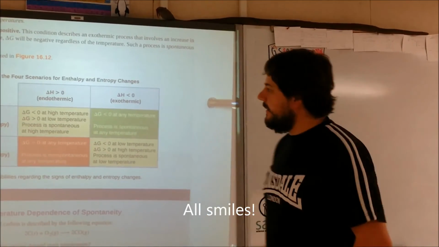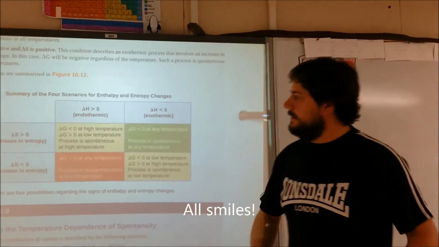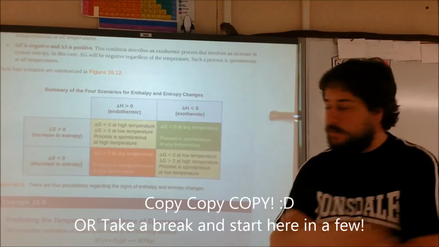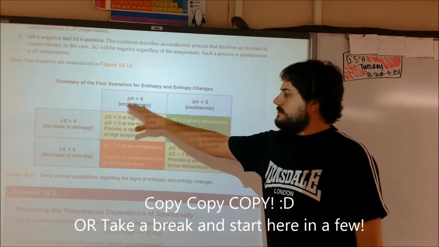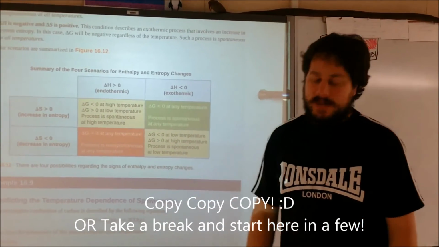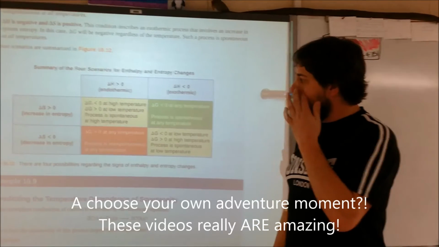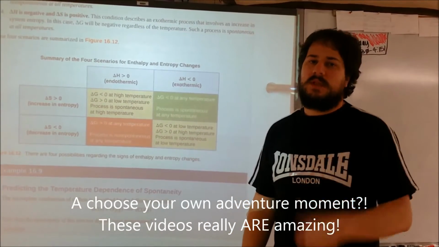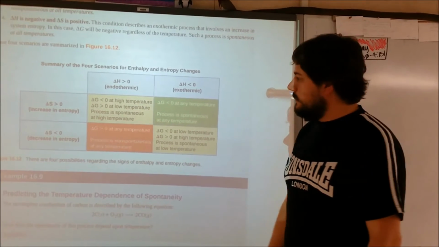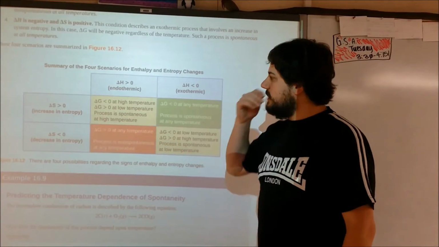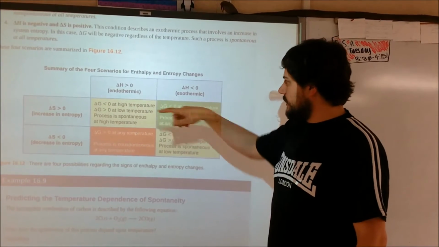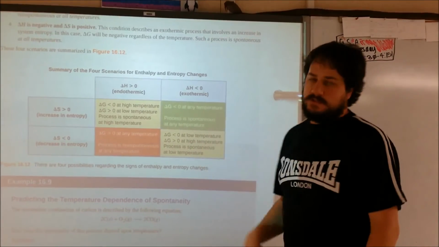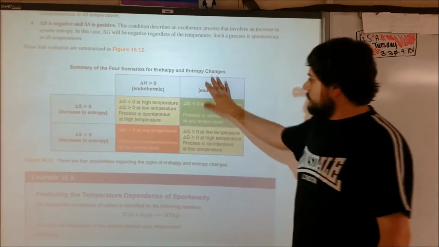Welcome back. This is page 920, and it's the summary for the 4 scenarios of enthalpy and entropy changes. I wanted you to take a look at this and copy this into your notes as well, because it's a great summary table of will a reaction take place or not. So we have delta H greater than 0, meaning it's endothermic, it's bringing in energy, or delta H less than 0, meaning it's exothermic, it will produce energy. So these are those columns.